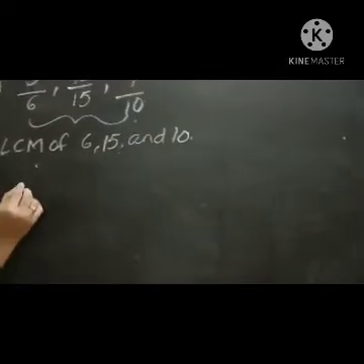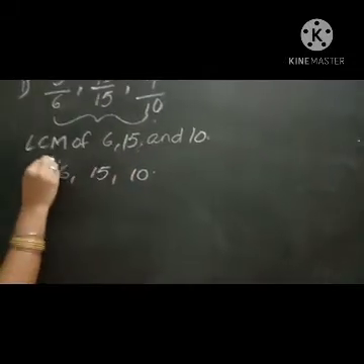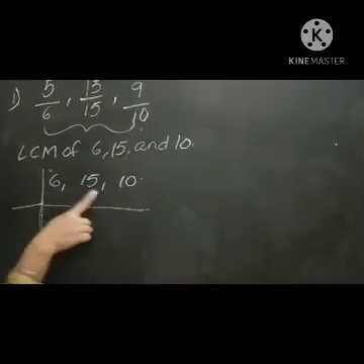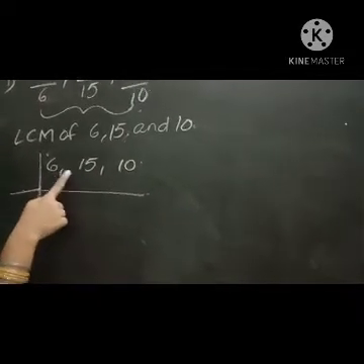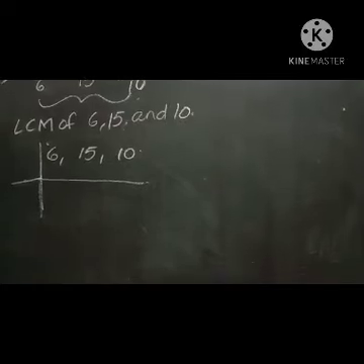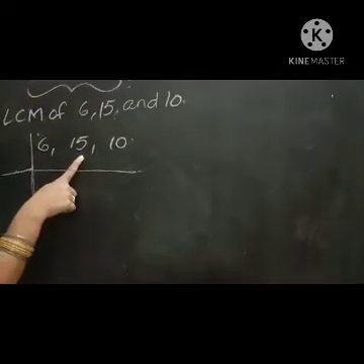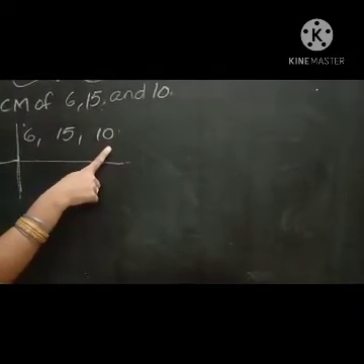See children, 6, 15 and 10. In which table are these 3 numbers there, children? 6 is there in the 2 table. And also 6 is there in which table? 3 table also. 15 is there in which table? 5 table and 3 table. And 10 is there in the 2 table, 5 table and 10 table.